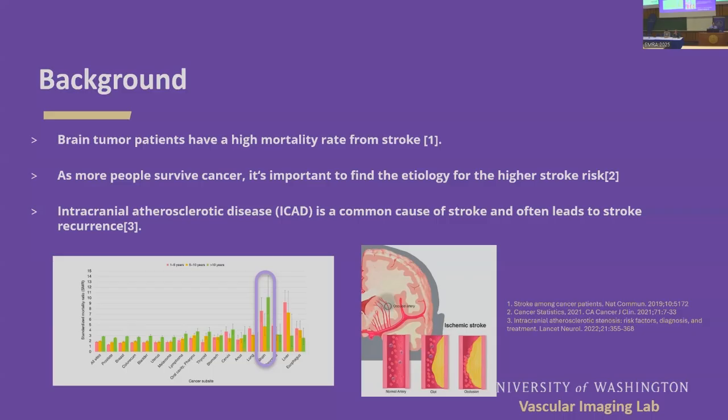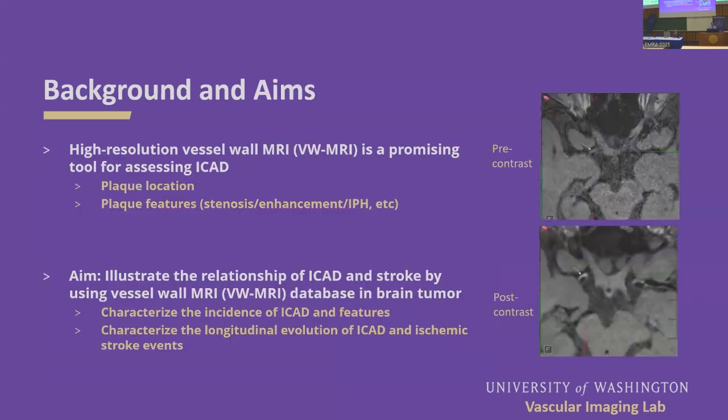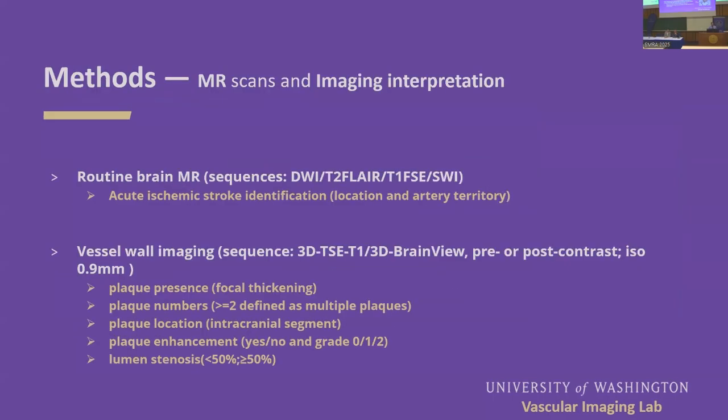So we wanted to look at the association of atherosclerotic disease in these brain tumor patients longitudinally as well as at baseline, and to see whether we could tease out some of the factors and features in these lesions. As part of our routine brain tumor protocol, we perform a brain view sequence at slightly lower resolution at 0.9 millimeters, but isotropic, in order to capture this assessment. We looked at plaque presence, plaque numbers, plaque location, enhancement, as well as the degree of luminal stenosis.